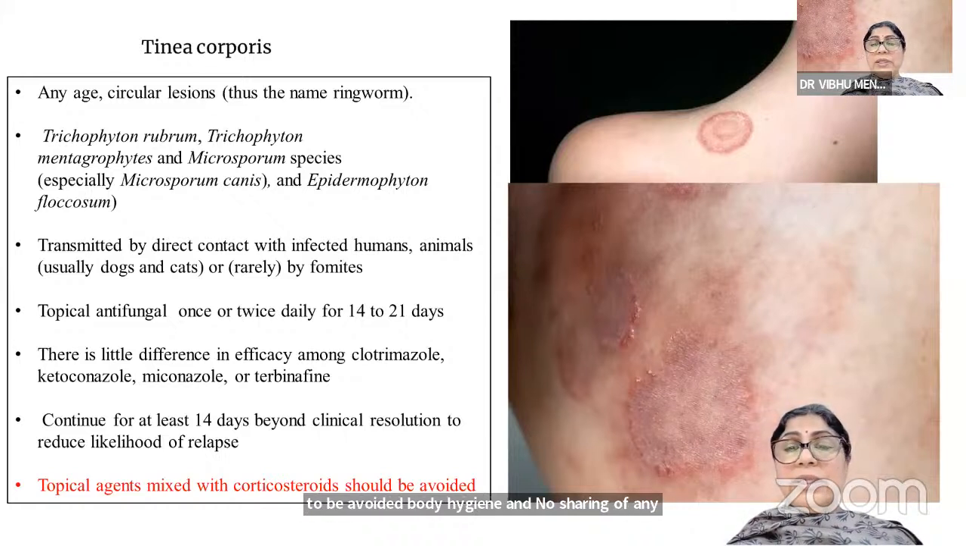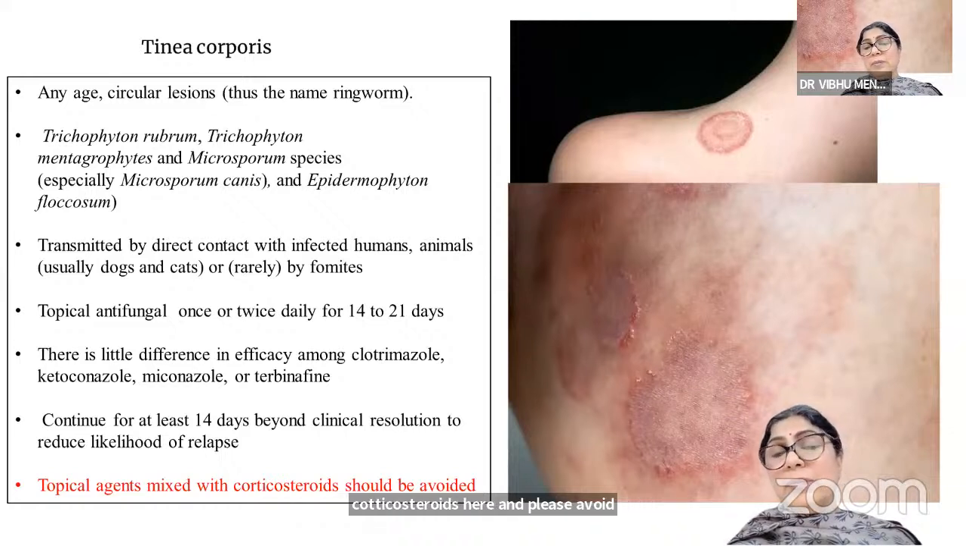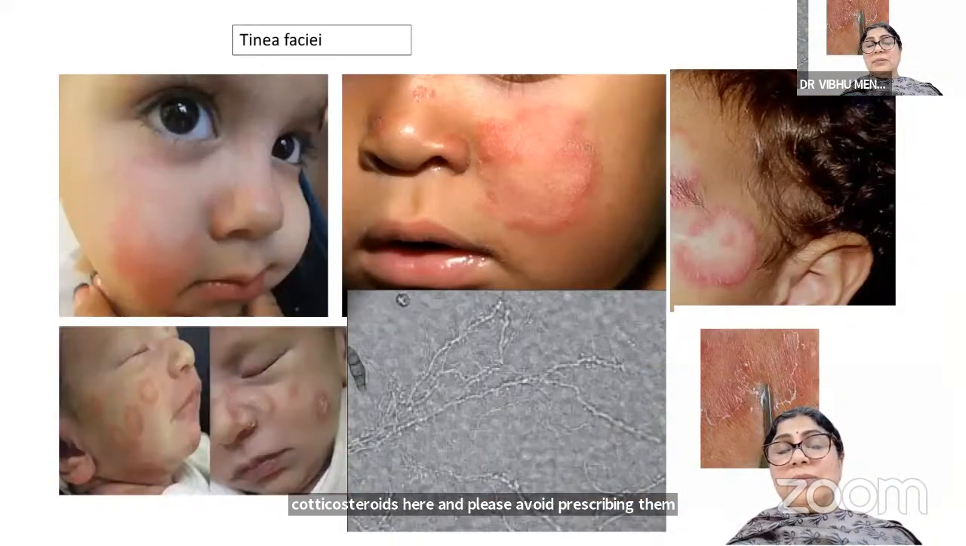Now, another important thing is, please do not use topical corticosteroids here, and please avoid prescribing them, because they can play havoc with this condition. So that is why the organism becomes resistant.